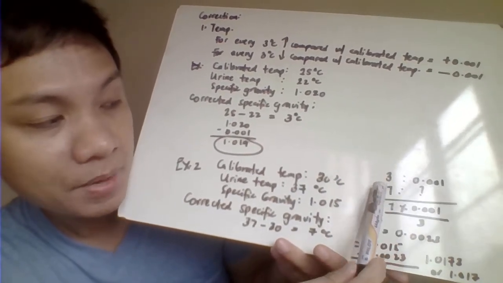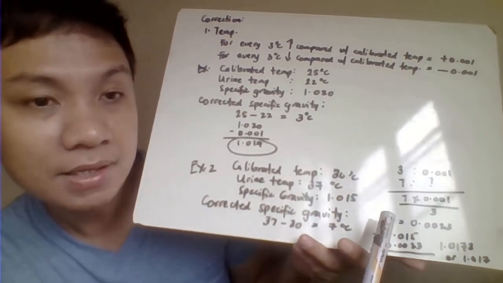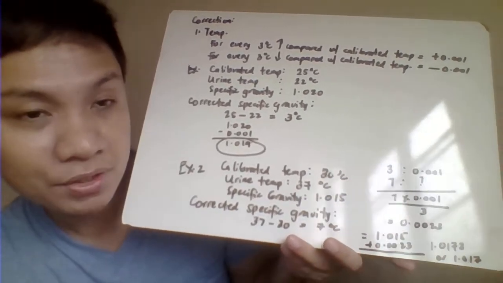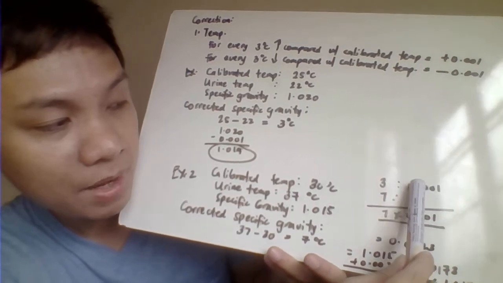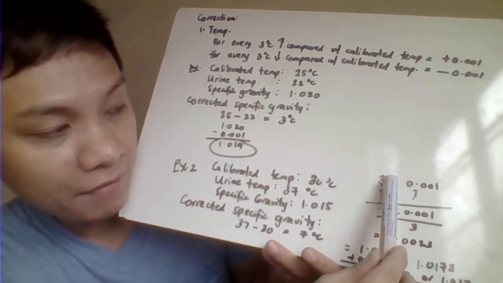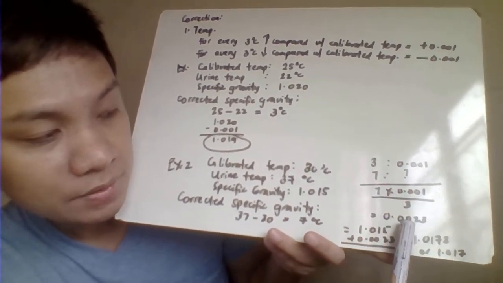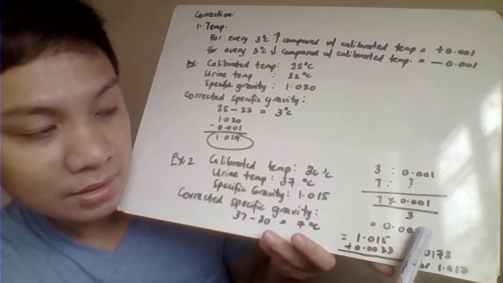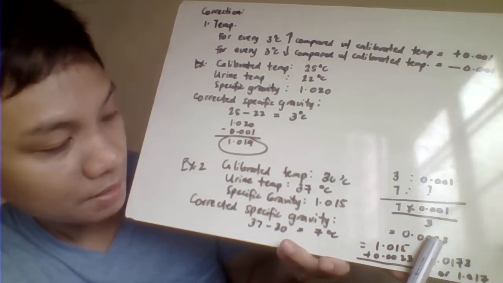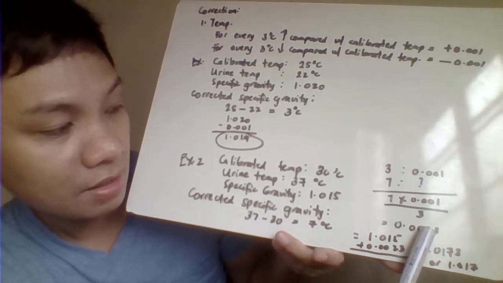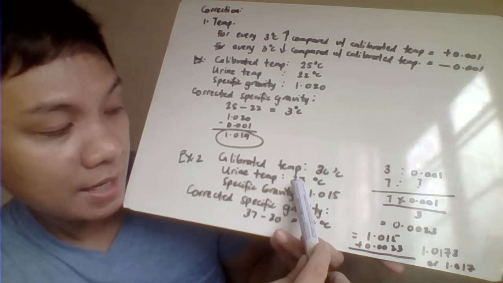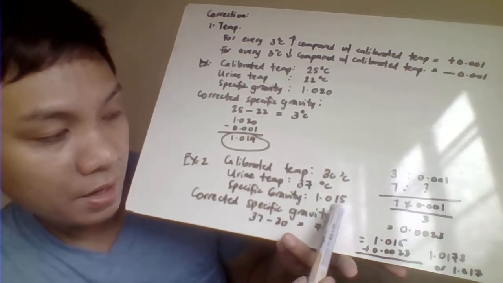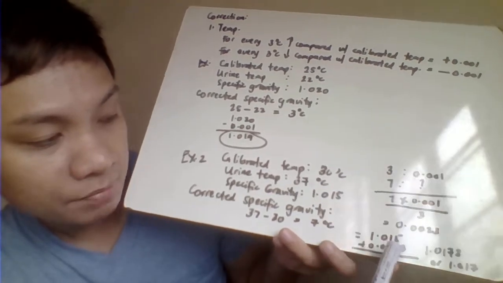Since the difference between the temperature of the urine sample and the calibrated temperature of the instrument is 7, it is a ratio and proportion. So 7, multiply it here, divide by 3, that gives you 0.0023. So what do we do with 0.0023? Is our urine sample temperature higher or lower than the calibrated temperature? It is higher, then we need to add this to your specific gravity reading.